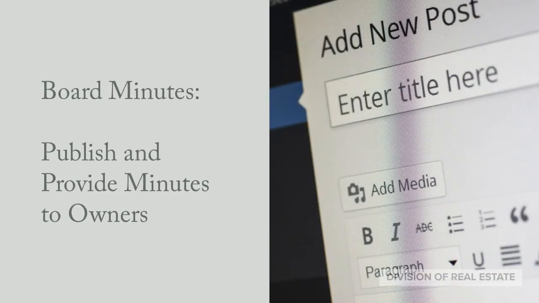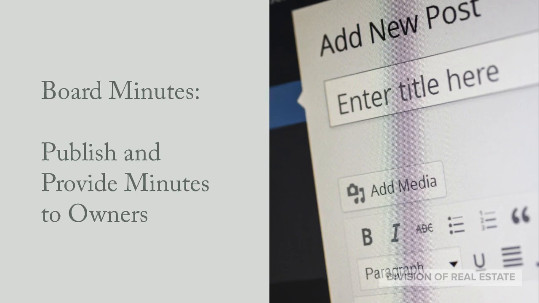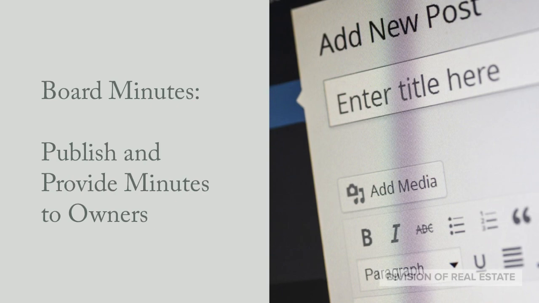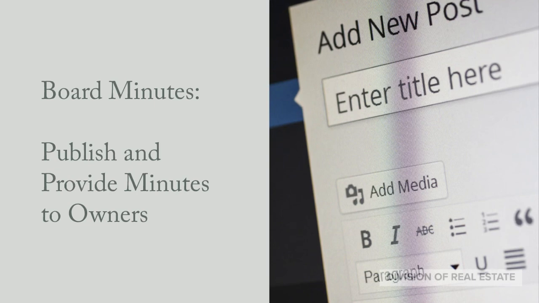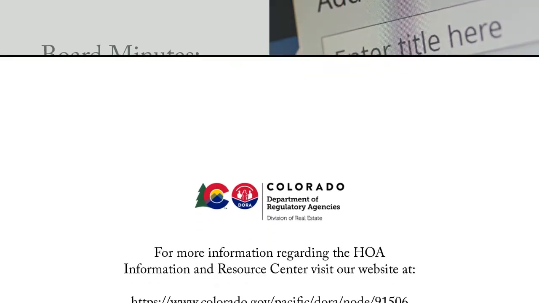Finally, the association should publish and provide the board minutes to owners. The association should have a policy in place of how they distribute and post the board meeting minutes. Always check to see if the association bylaws set forth any requirements. Many associations post them on their website for owner access, post them on a community bulletin board, or even mail them out to the owners.